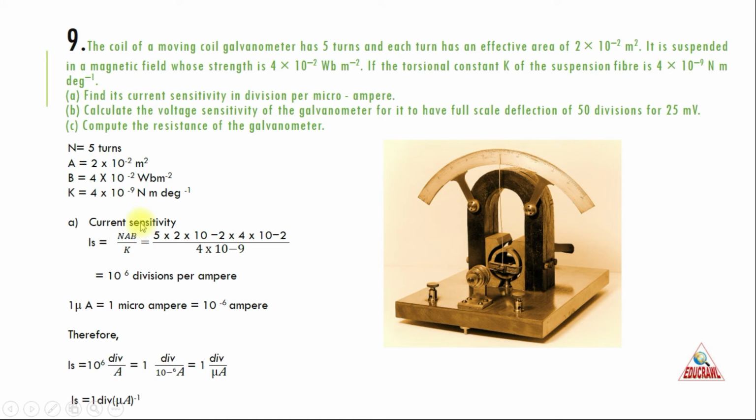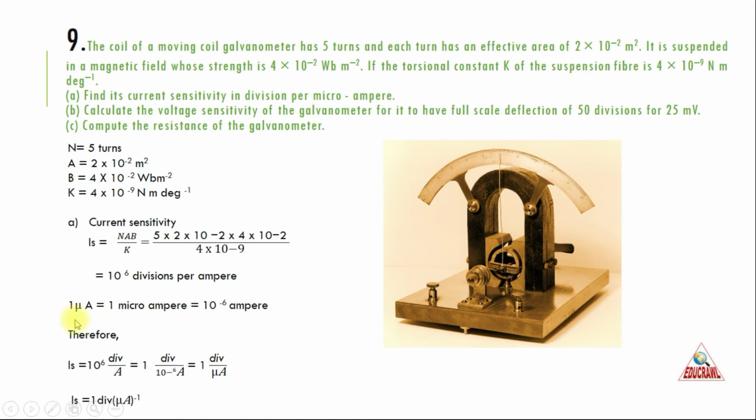So, current sensitivity is given by the formula IS is equal to NAB divided by K. N is the number of turns, A is the area, B is the magnetic field, K is the constant. All values are given in the data. Substituting and cancelling, we get the answer as 10 power 6 divisions per ampere.